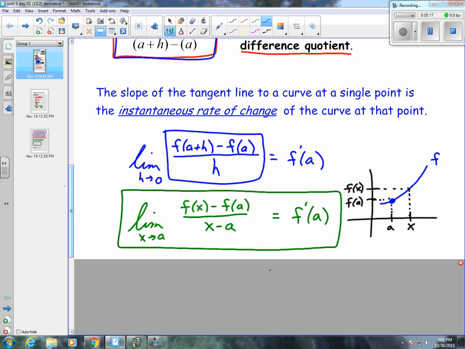So what we're going to do is take this point at x and move it closer and closer to the point at A. And so that's what we mean by saying the limit as x approaches a. That's equivalent to saying the limit as h approaches 0 in the other picture. And in both cases, we're using the secant line slope, and it's approaching the tangent line slope to give us our derivative.